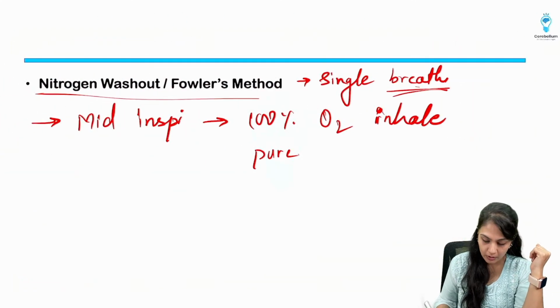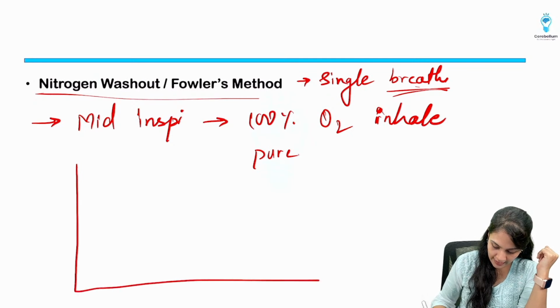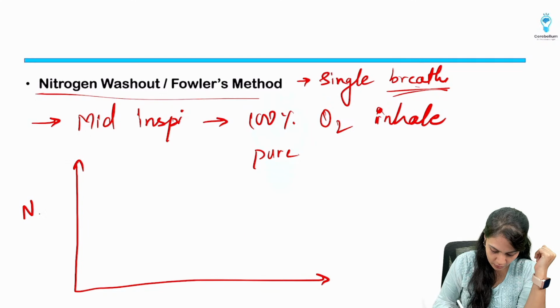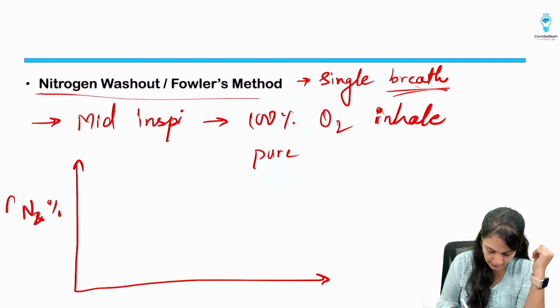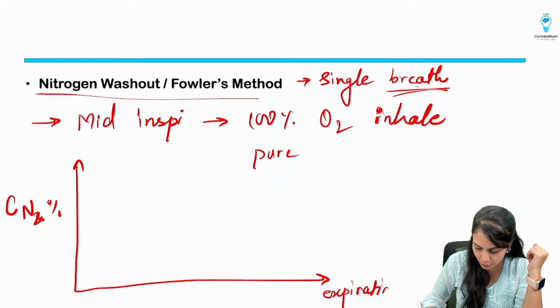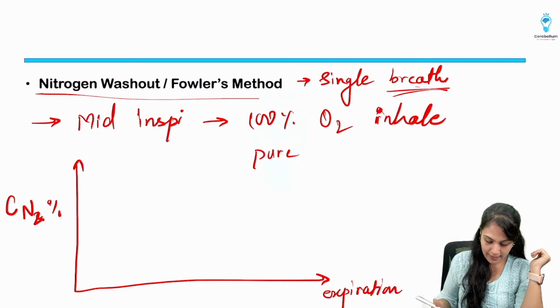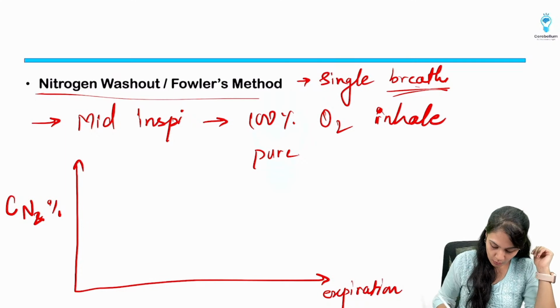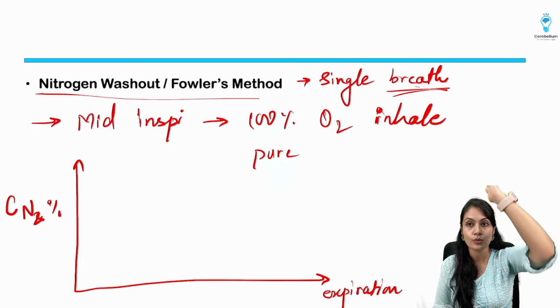So this is a very blurred graph. Let's just make it on our own. On the y-axis, I'm going to take the nitrogen concentration in percentage. I'm just writing N2, that is the concentration of nitrogen in percentage, and expiration. The process of expiration is going to continue forward as much as he is going to expire. So I'm going to plot the graph and see how the concentration is going to rise.